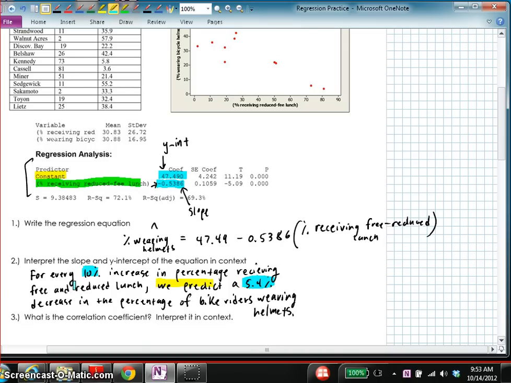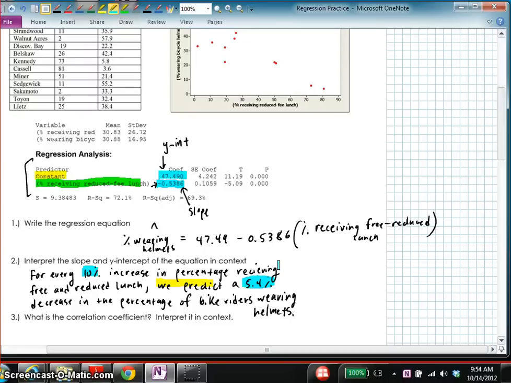You could have done 1%. You could do whatever you want, as long as you're reflecting this slope. Okay, so we see we have a negative association, and I don't know the reason for that. We don't know if it's a causal relationship, but maybe neighborhoods that have more money can afford the bike helmets. Maybe they're more into safety. Who knows? We're not trying to say there's a causal relationship. We're just saying that there's a correlation.